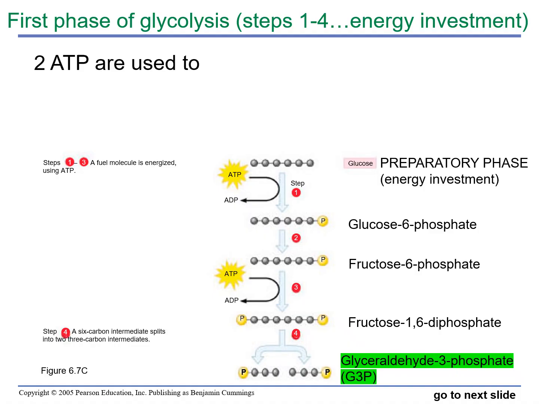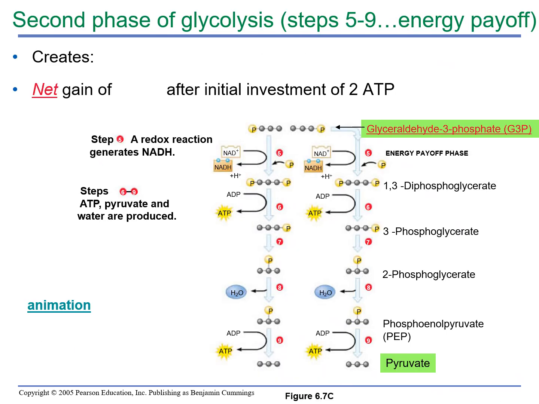So the first phase of glycolysis, there are 2 phases, includes the 2 ATP being used to energize glucose so that it can split. And then in the second phase of glycolysis, we have the steps 5 to 9, and these steps create 4 ATP, 2 NADHs, and 2 pyruvate. There is a net gain of 2 ATP because even though you created 4 ATP, we spent 2 ATP to split glucose into pyruvate. So that's why there's a net gain of 2 ATP.